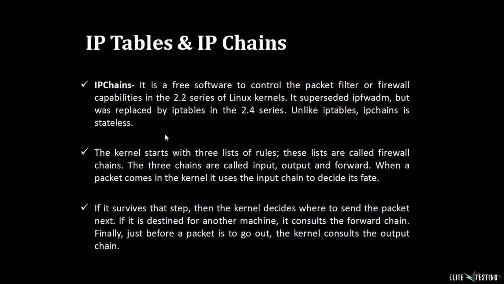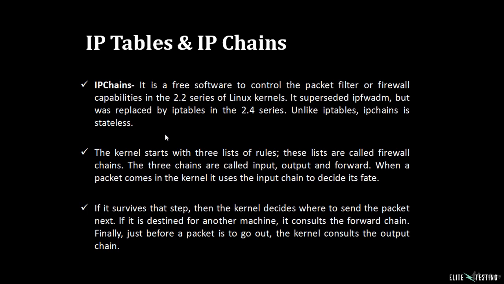IP chains is a free software to control the packet filter of firewall capabilities in the 2.2 series of Linux kernels. It superseded IPFWADM but was replaced by IP tables in the 2.4 series. Unlike IP tables, IP chains is stateless.